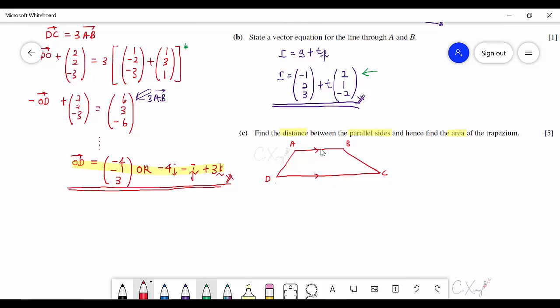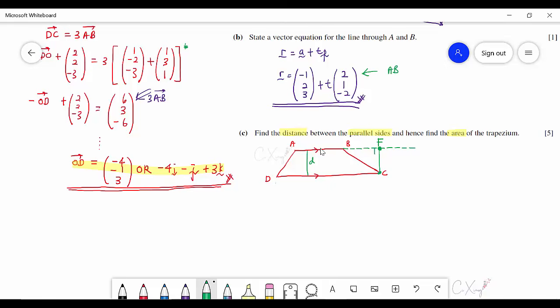The distance between the parallel sides should be this one, the height. We want to find the perpendicular distance from a point to a line. Since we already have the vector equation of AB from part B, to make the calculation easier I will assume that I extend the line AB, take C as a reference point, and the foot of the perpendicular from C to the line AB is F.